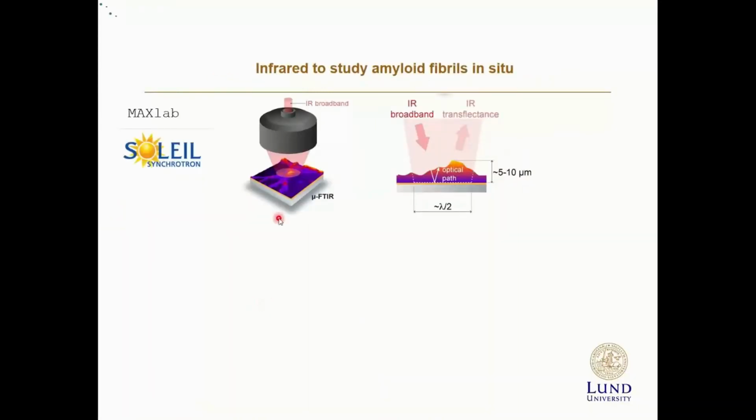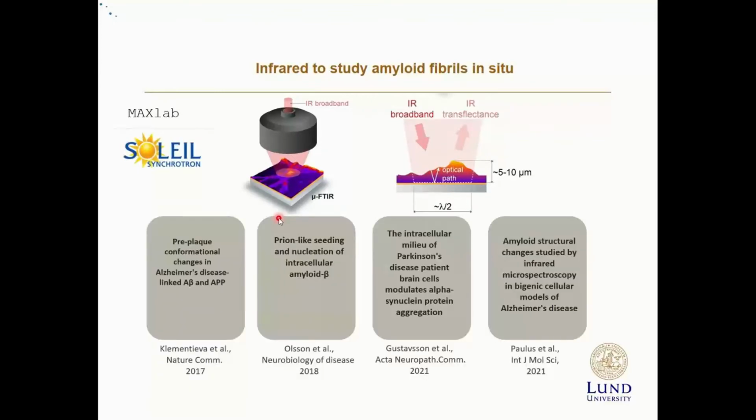So using infrared spectroscopy, in my group we did a lot of studies, and we studied amyloid aggregation in tissue and in cells. Using infrared spectroscopy, we were able to show that amyloid protein aggregates, and what is important, that structural changes can be detected by infrared spectroscopy. So here we use normal infrared with a resolution of about 5 to 10 microns.